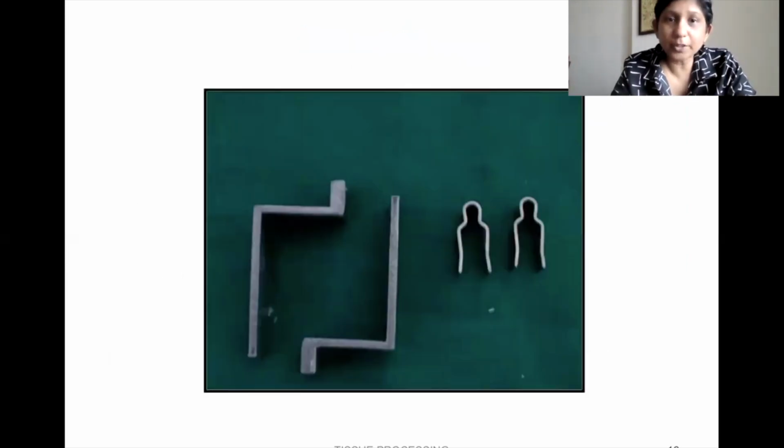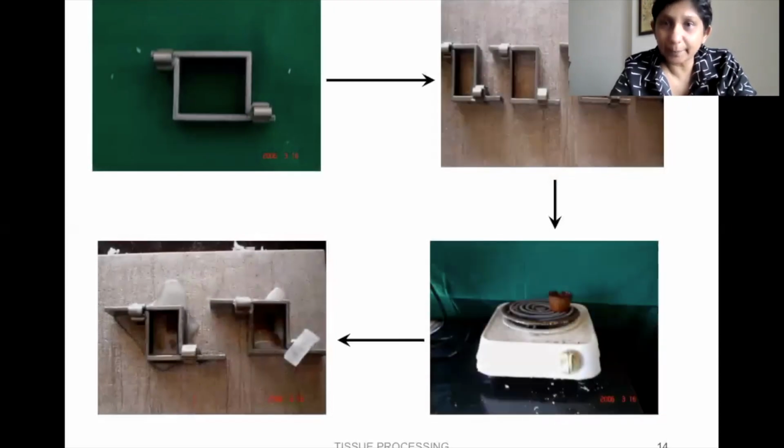Now I'll show you pictures of Leukart's L pieces. These two L-shaped structures of metal can be used in approximation to each other. And in between this, you can pour the molten wax. And into this molten wax, you can put the tissue. So the tissue is actually embedded inside the molten wax. And the wax surrounding it will get solidified and you will get a wax block. That is how you make wax blocks using Leukart's L pieces.